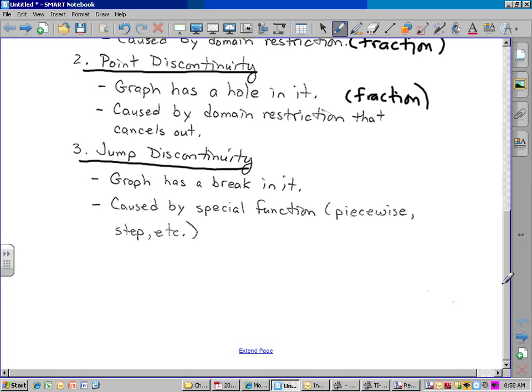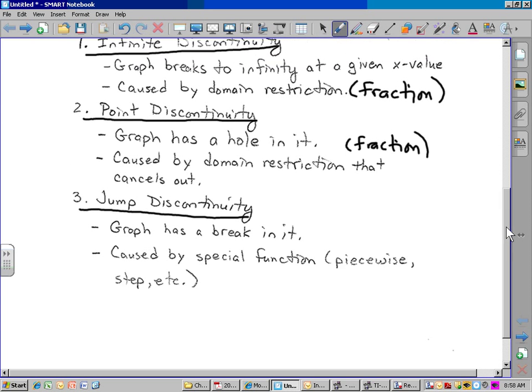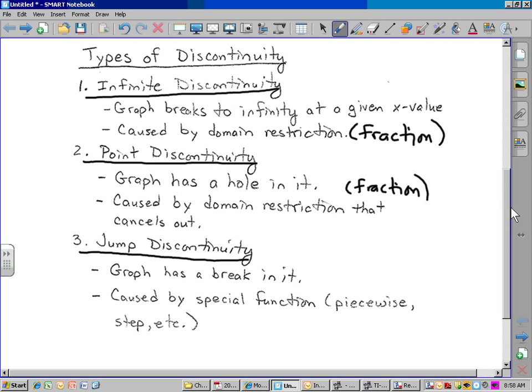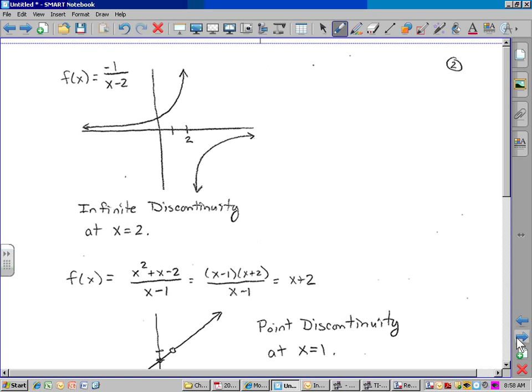Okay, we're going to look at three graphs here to explain those again. So we have infinite, point, and jump discontinuity. Okay, so here we have a graph. Here's an example of infinite discontinuity. So we have this function, negative 1 over x minus 2. If you wish to put it into your calculator, you can. Basically, this is what the graph's going to look like.